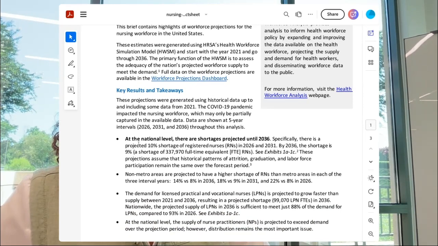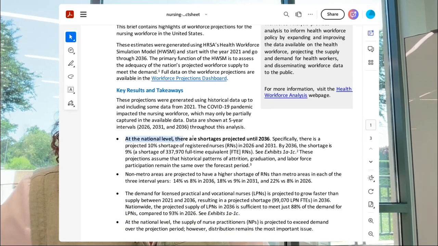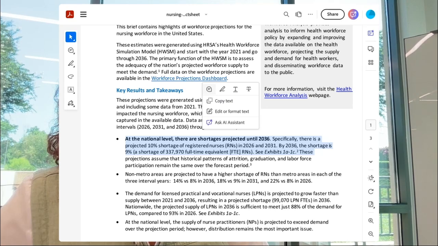Take a look at this number. It says, at the national level, there are shortages projected until 2036. Specifically, there's a projected 10% shortage, and by 2036, the shortage is expected to be 337,970 full time equivalent RNs. That's a lot of nurses.